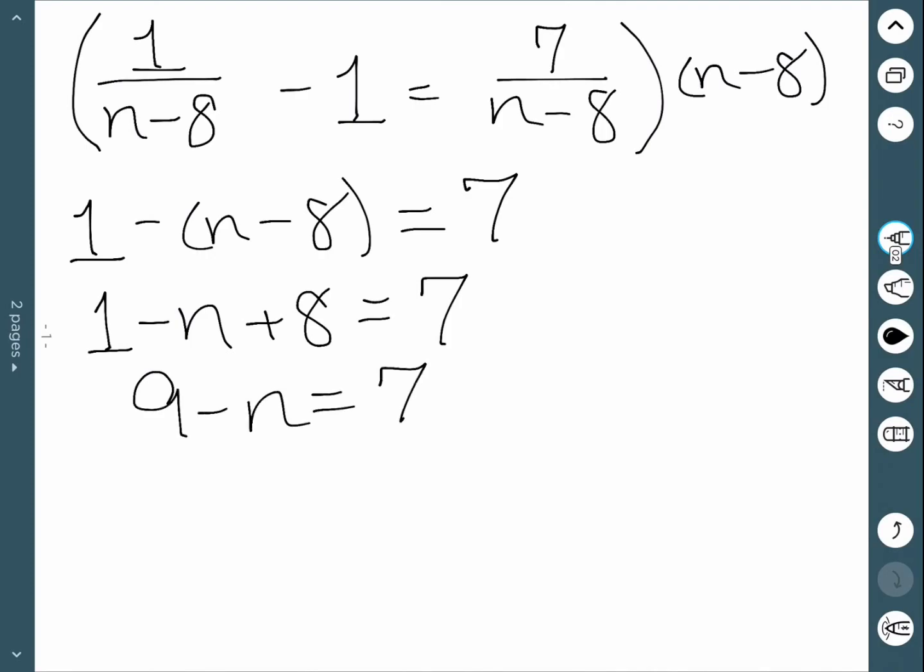I can now subtract 9 from both sides. That gives me 7 minus 9 is negative 2. And multiplying by negative 1 would give me that n is equal to 2.